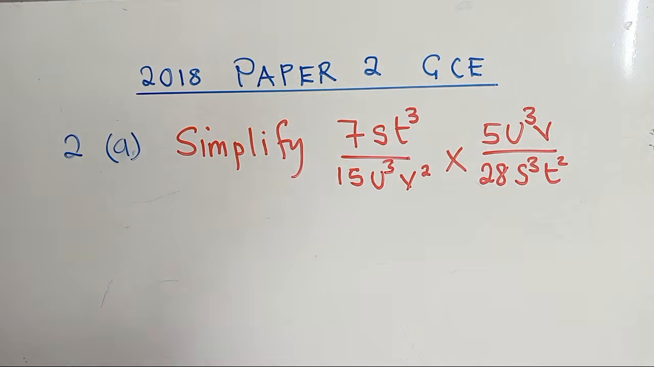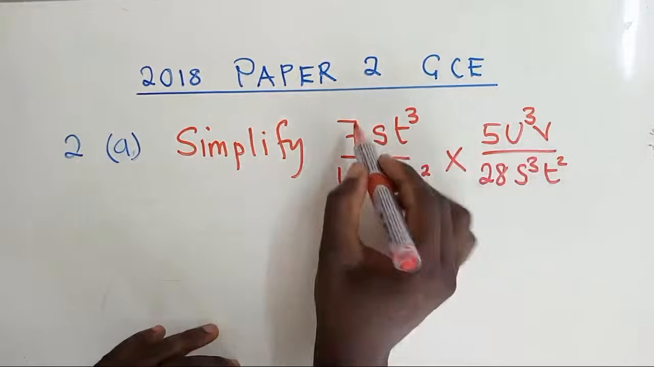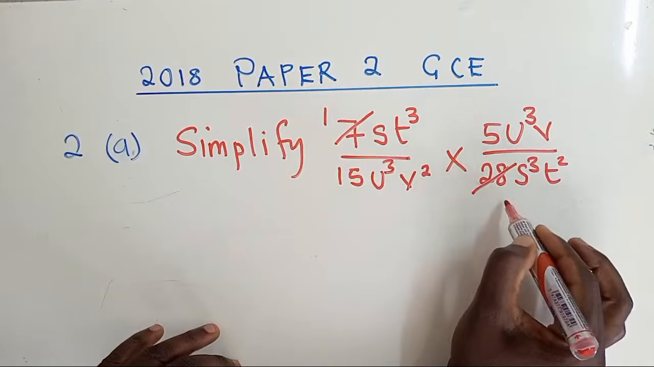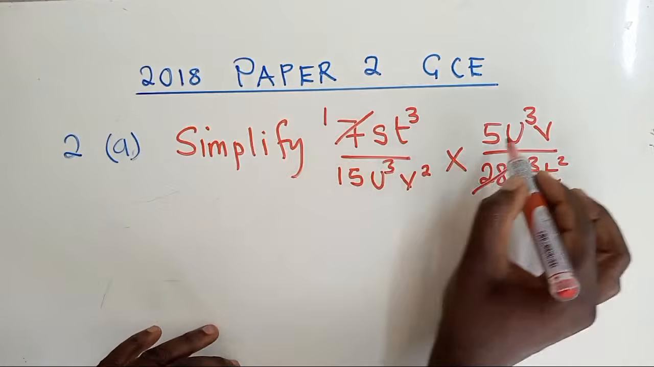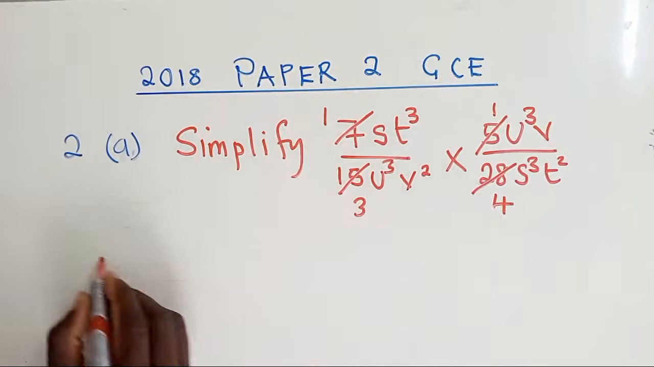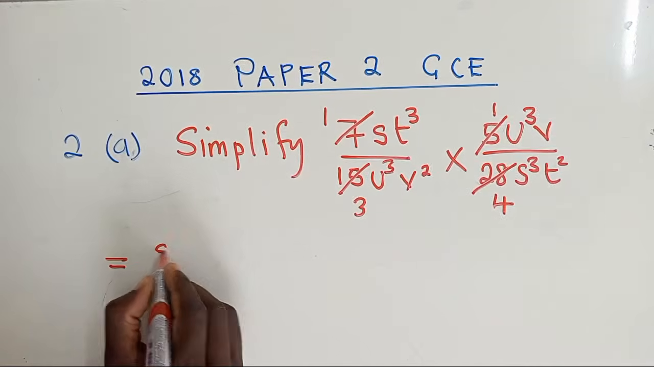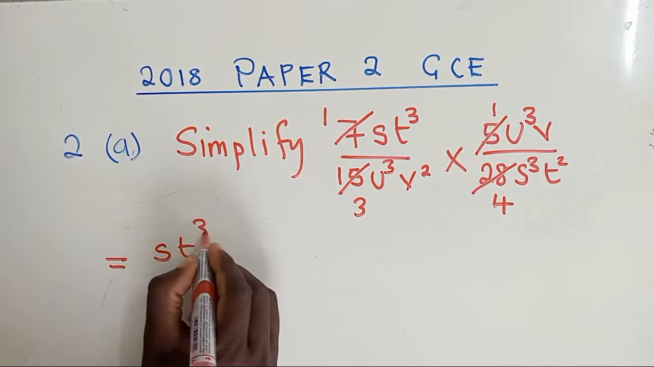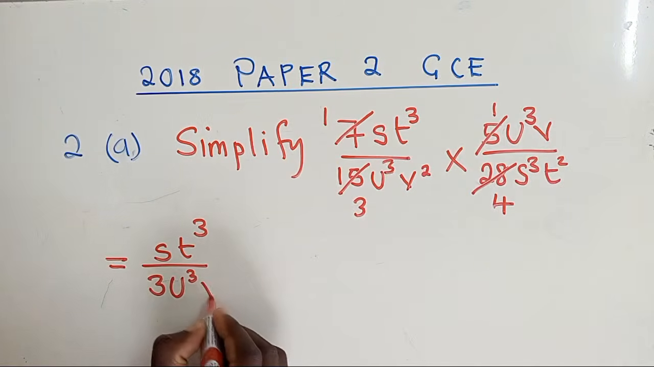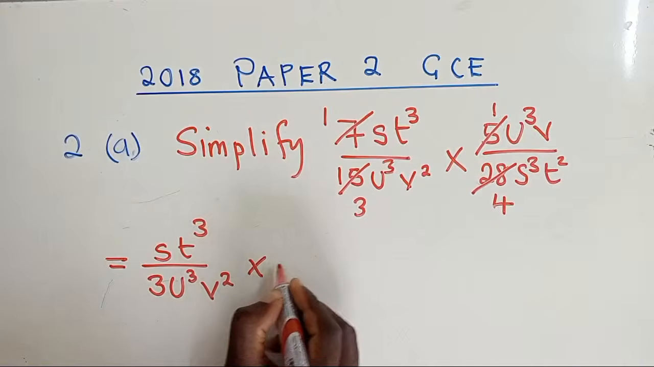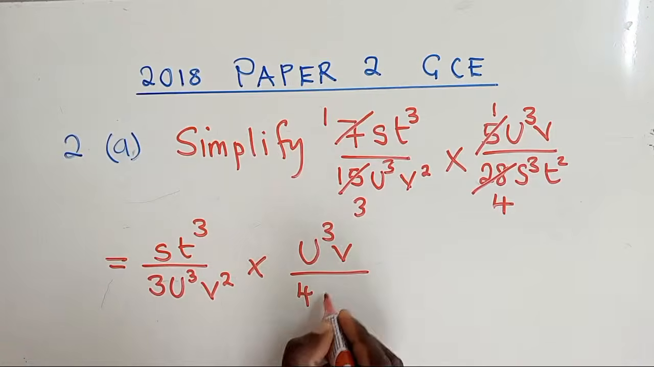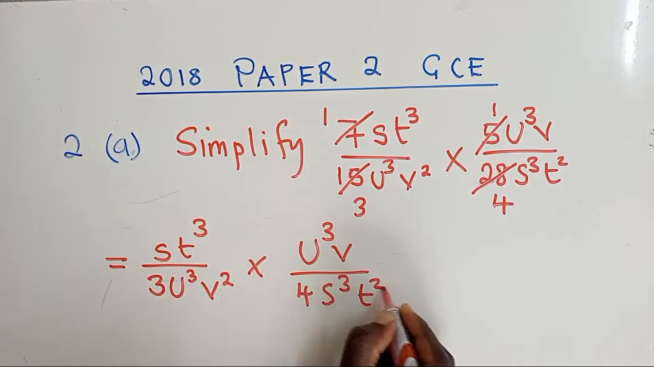To simplify this one, you can start with the numbers here. So we say 7 into 7, 1, into 28, it's a 4. And then 5 into 5, 1, into 15, it's a 3. So we have s t power 3 over 3 u power 3 v power 2, times u power 3 v over 4 s power 3 t power 2.